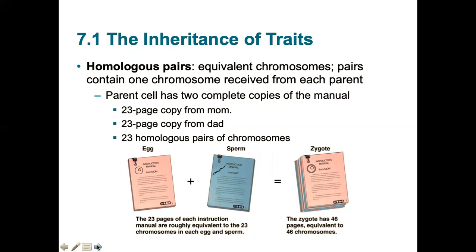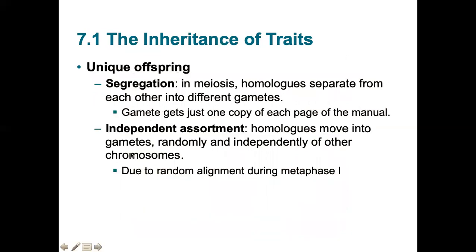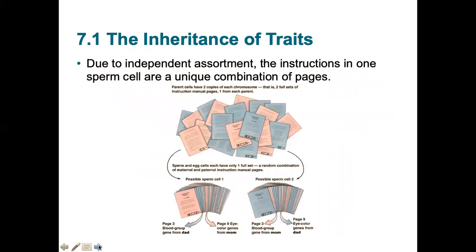So that's one way. And then there's another way. When the chromosomes line up, there's not an order that they line up with, like always this one goes on this side and this one goes on this side. It's called random assortment, so independent assortment during that process. And so it's like reshuffling all the pages. As long as you get one copy of every page, it doesn't really matter which one it came from.